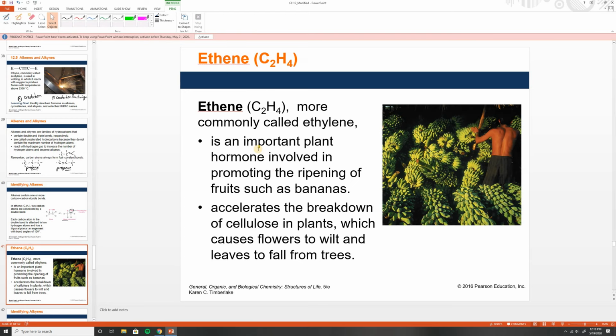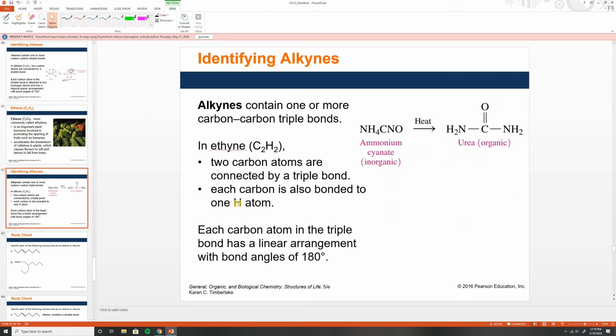So here's ethene. It's an important plant hormone involved in promoting ripening. Yeah, sure, I don't really care about that, but that's true. Then you have alkynes. So alkynes are where you have a carbon-carbon triple bond. So ethyne is the simplest, maybe the most common alkyne. That's written like this. You have the CC triple bond here, and then the hydrogen off that side and the hydrogen off that side. So that is ethyne.